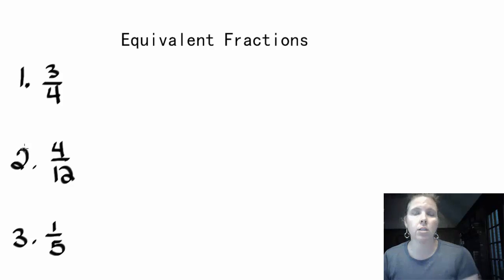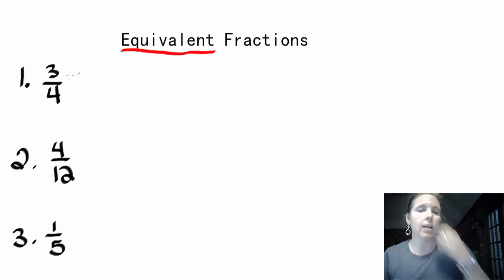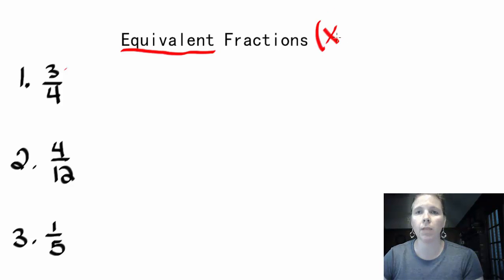Okay, so the first thing we're going to talk about is equivalent fractions. Equivalent fractions just is exactly how it sounds. It's fractions that are equal to each other. Equal, equivalent. Okay, so if you have 3/4 right here on number 1, in order to make an equivalent fraction, meaning a fraction that is the same value, what you can do is either multiply or divide.